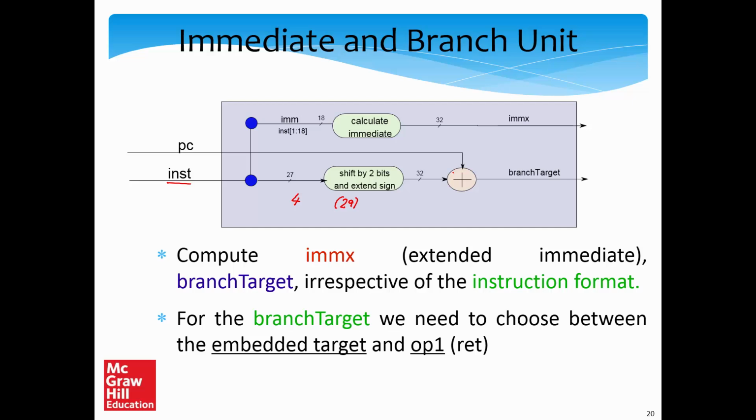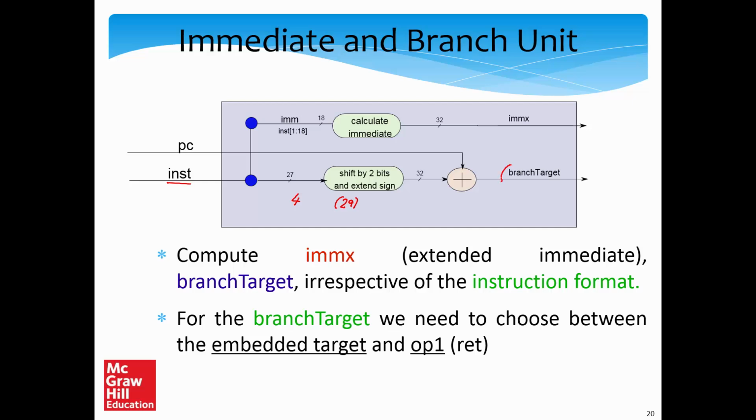We add this to the program counter to give us the branch target. So the branch target is the program counter plus the offset, and mind you, the offset was in terms of memory words, so this was made an offset in terms of bytes, and it was extended to 32 bits. So in this case, we compute the branch target.